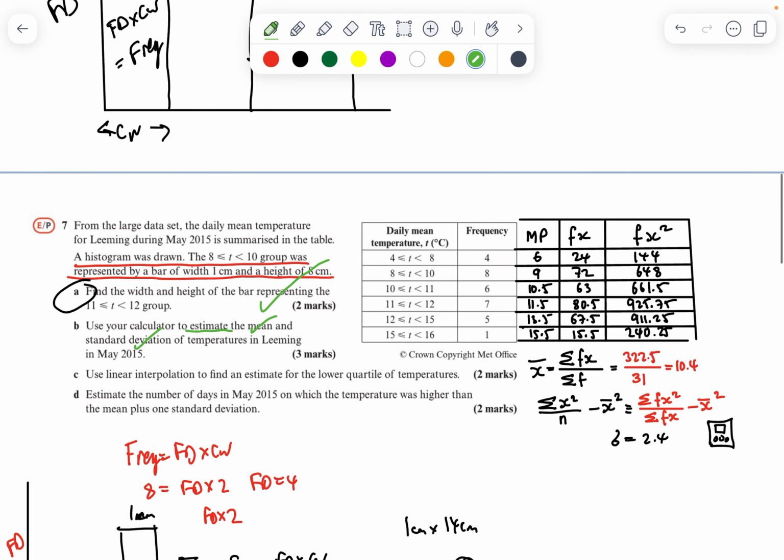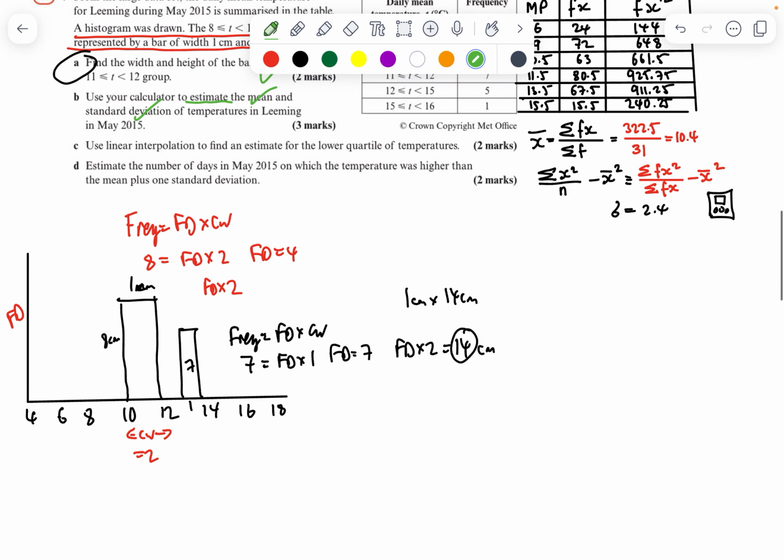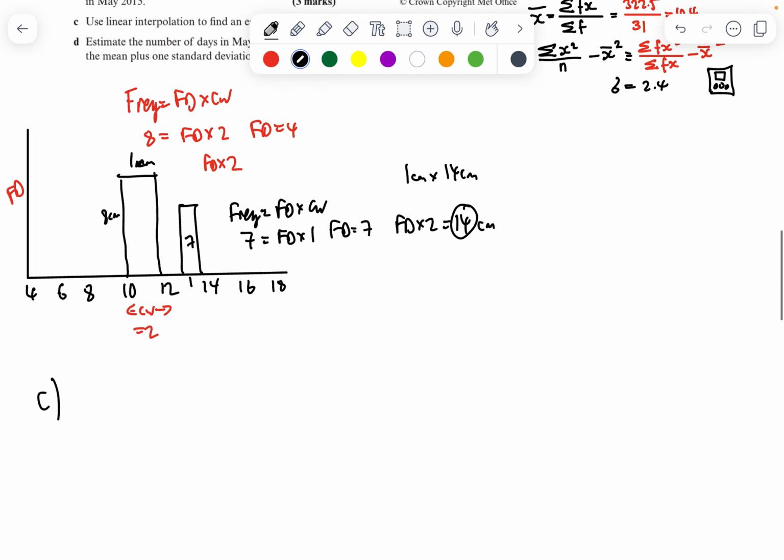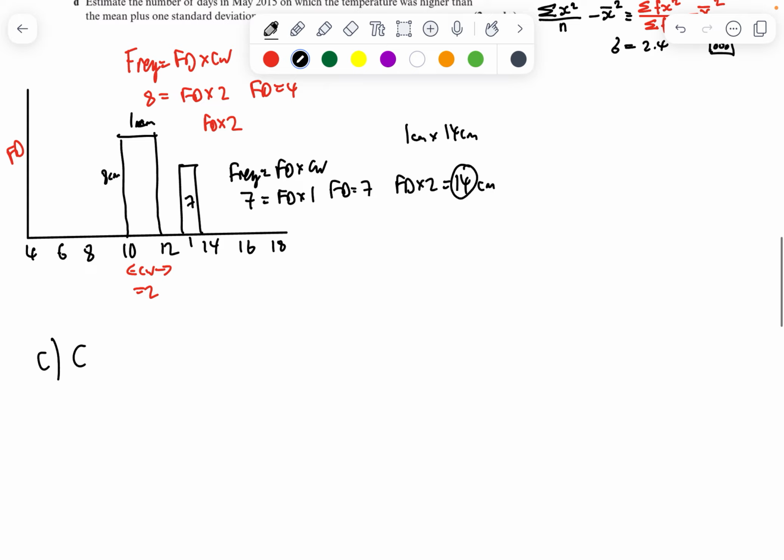Right, now we need to use linear interpolation. So for C, use linear interpolation to estimate the lower quartile of the temperatures. Right, so I want the lower quartile. Lower quartile, remember, is Q1. So I take the total of the frequency and I divide that by 4. So 31 over 4, that's 7.75. Okay, now I'm going to use my number line.